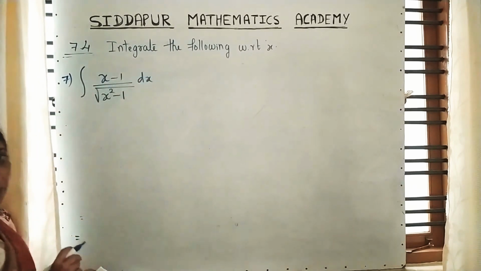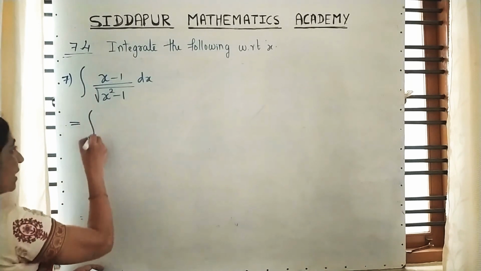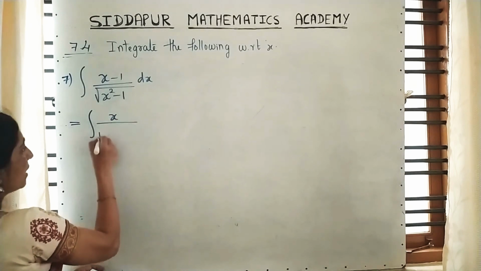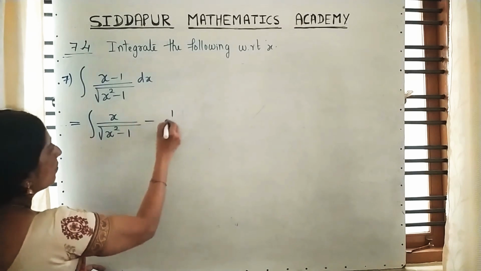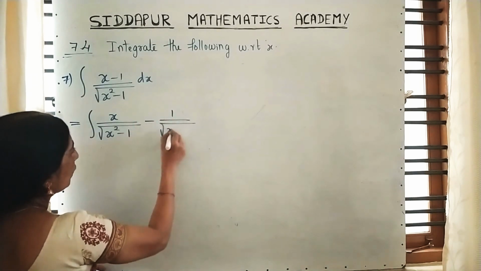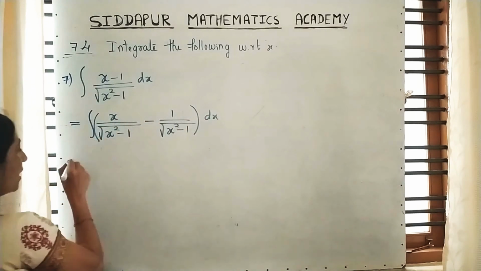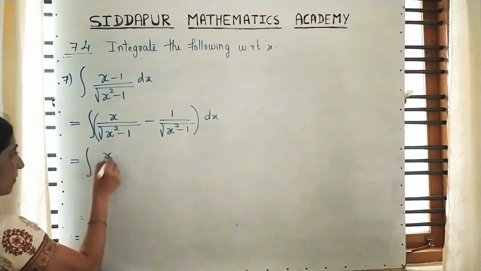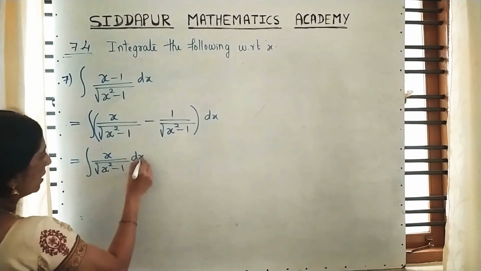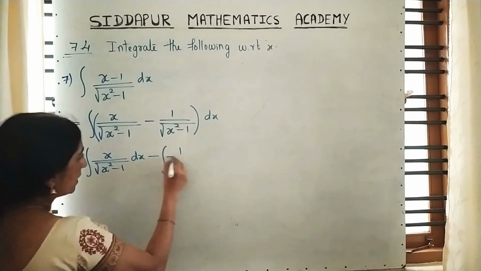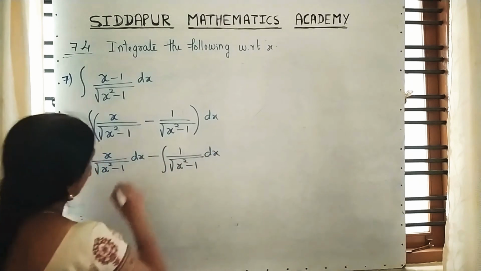Like the previous examples, I am not doing substitution. See here. In the numerator, we have a linear. I am writing this as x upon root of x square minus 1 minus 1 upon root of x square minus 1. Understood? And I took the integration separately. Integration x upon root of x square minus 1 into dx minus integration 1 upon root of x square minus 1 into dx.